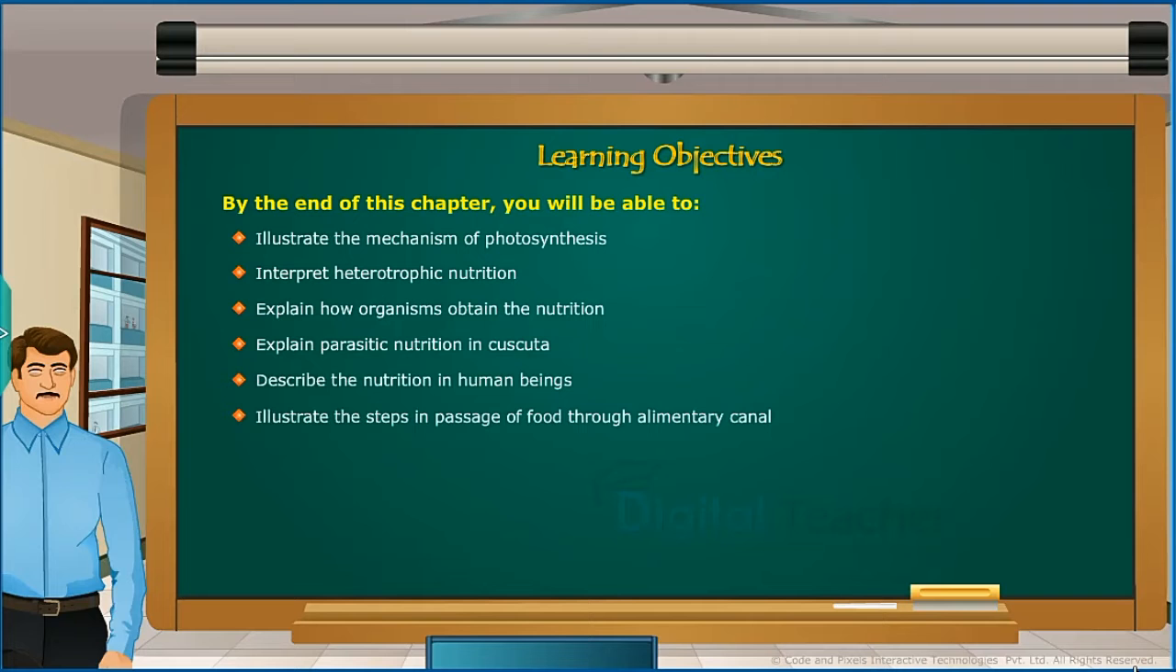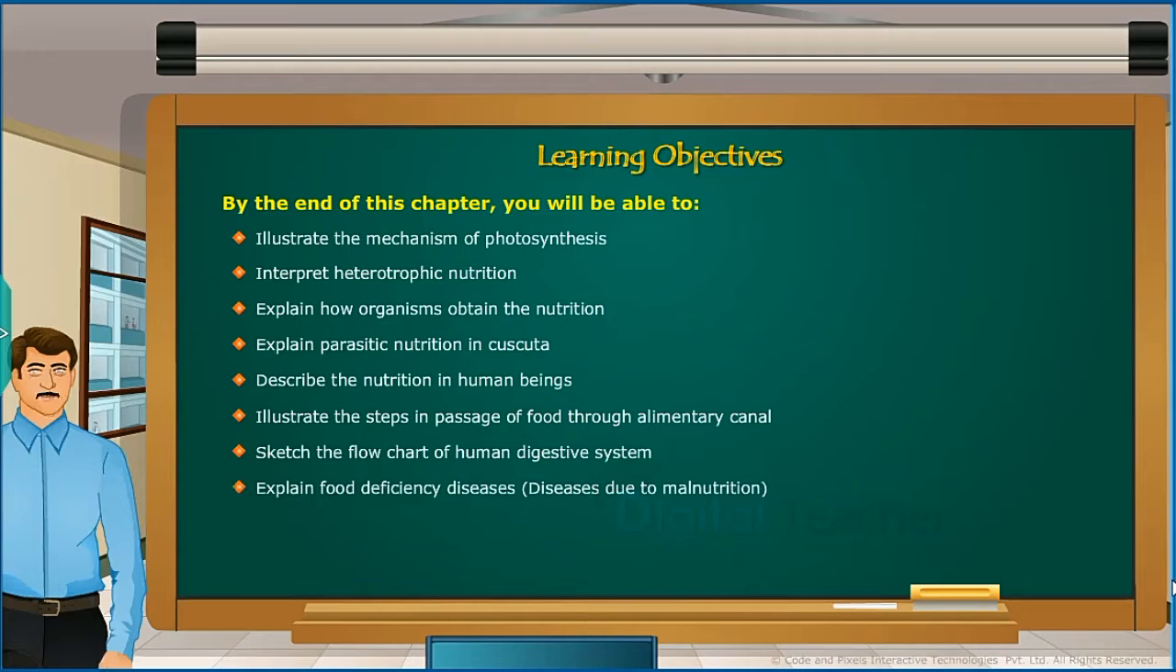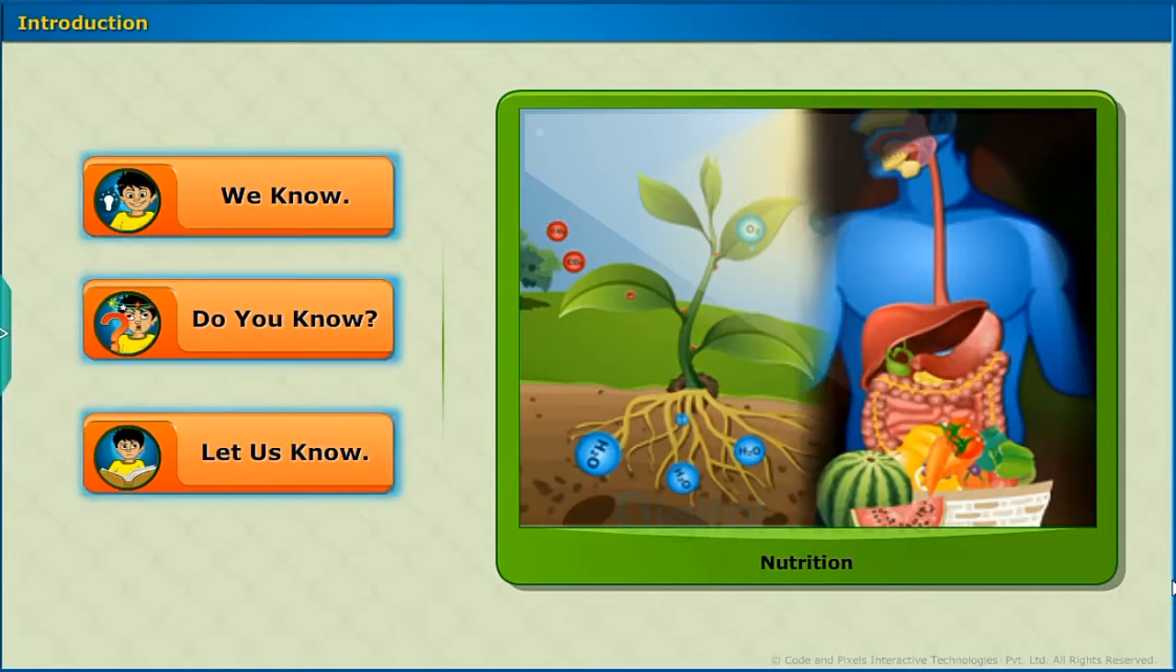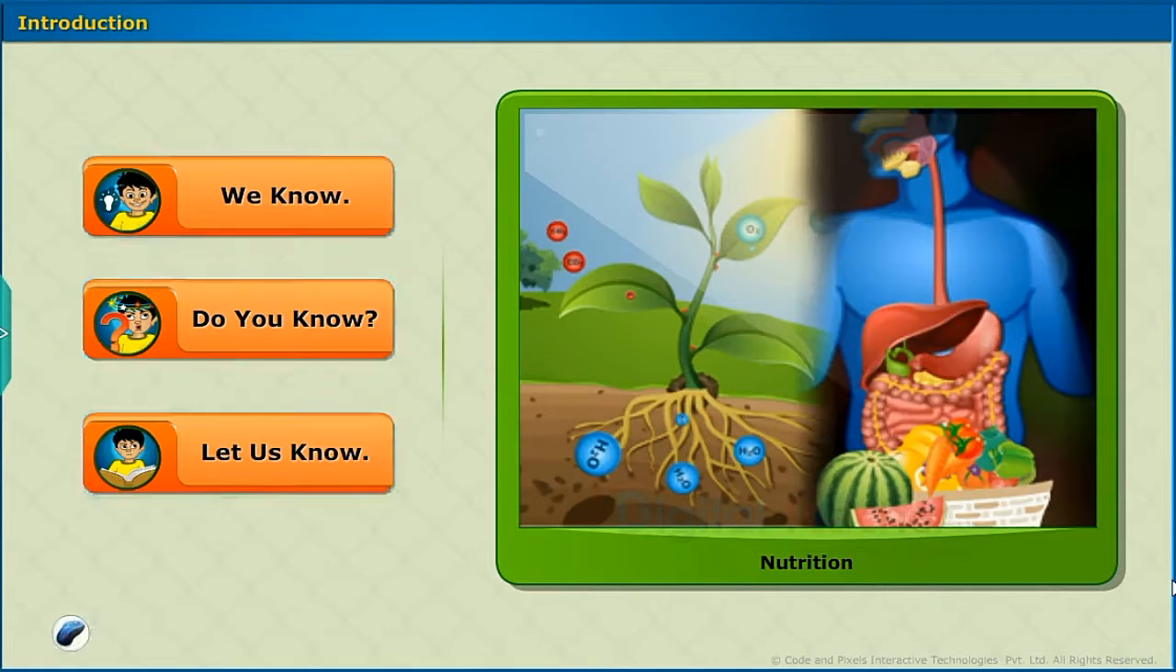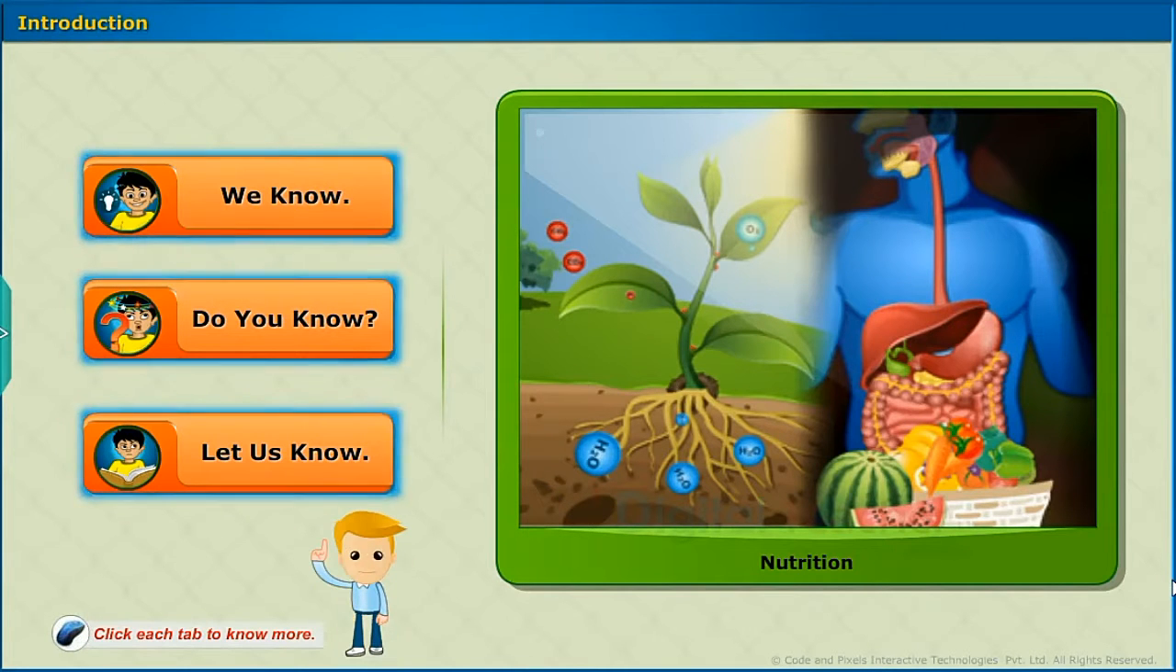passage of food through alimentary canal, sketch the flowchart of human digestive system, explain food deficiency diseases due to malnutrition, explain vitamin deficiency diseases. Before entering into the chapter, follow the instructions shown on the screen. Click each tab to know more.